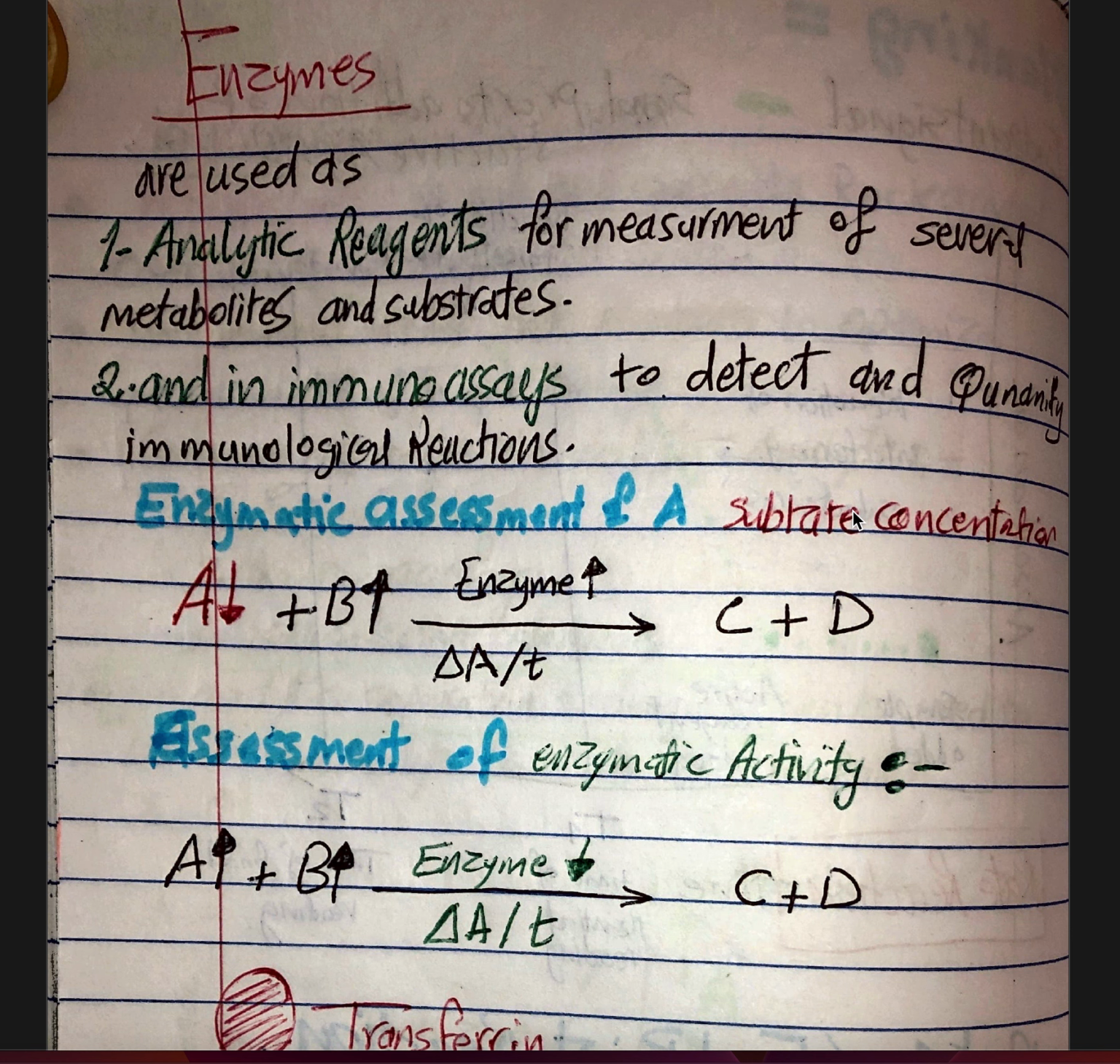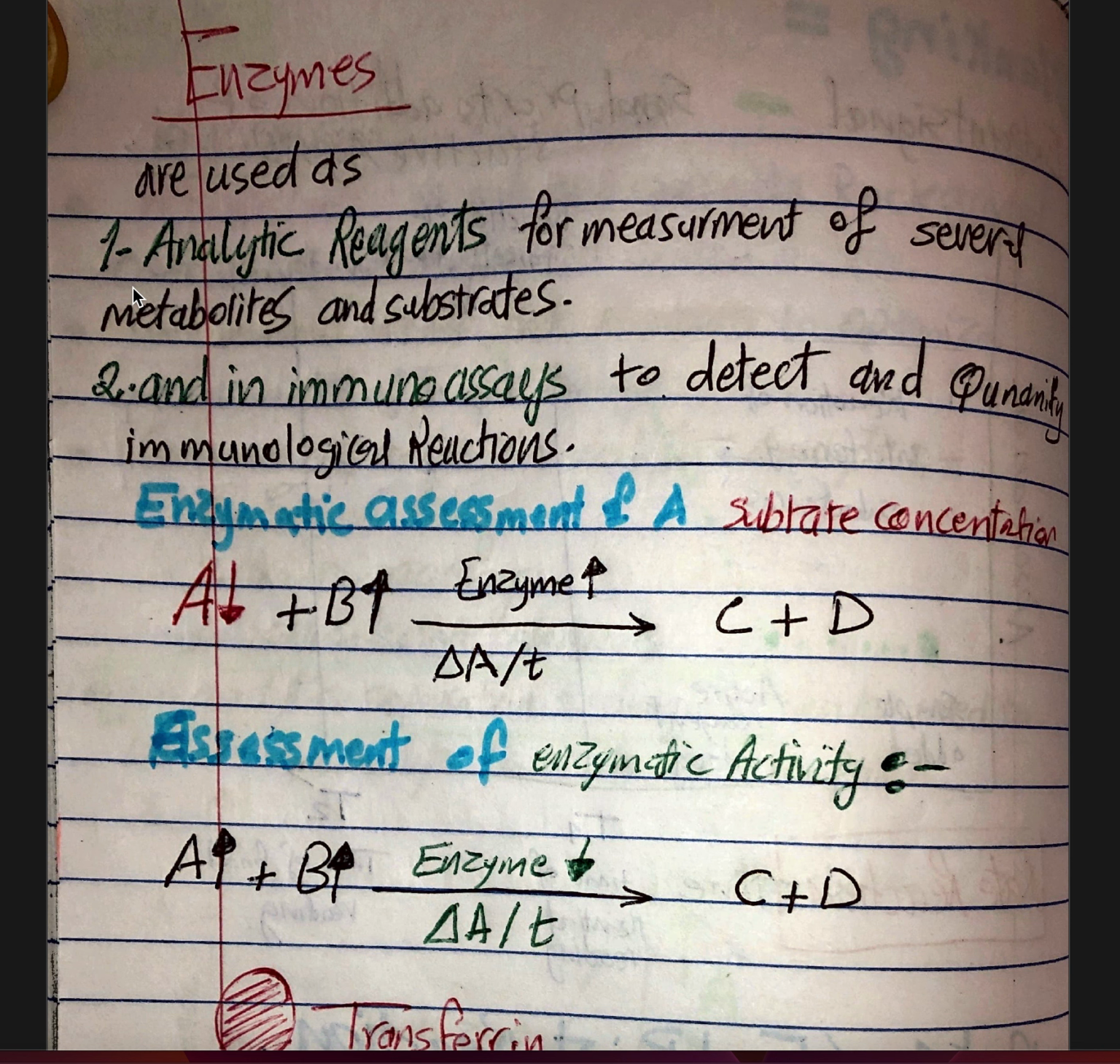Then we go to something called enzymes. As we defined before, enzymes are biocatalysts, because they speed up chemical reactions. And here we have other definitions for enzymes. We can use them as analytic reagents for measurement of the substrates and metabolites. We use these enzymes as reagents to analyze the substrates, the products, and the metabolites. We can also use them in immunoassays to detect and assess the quality of the immunological reaction.